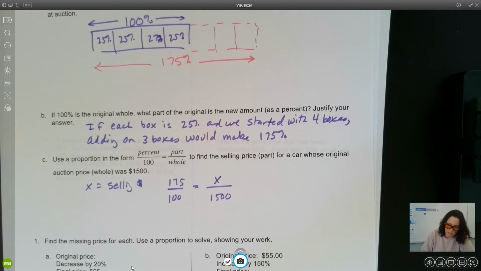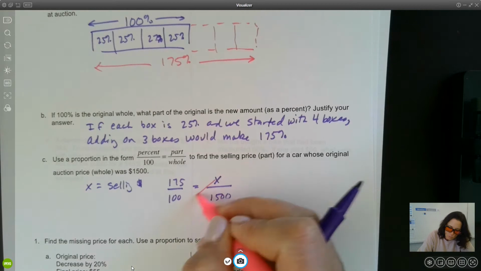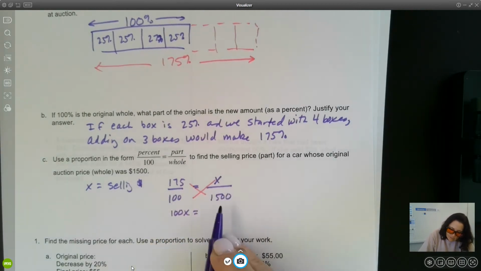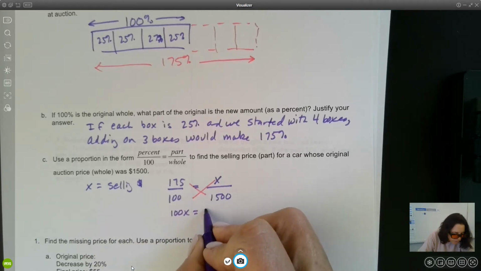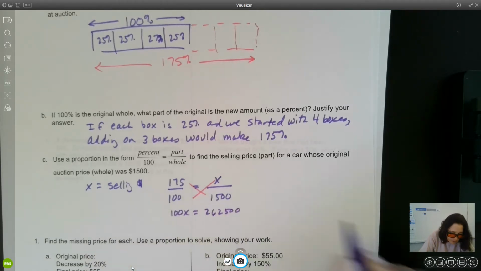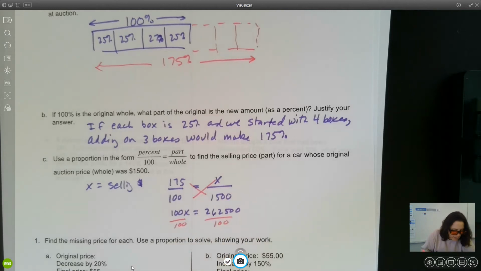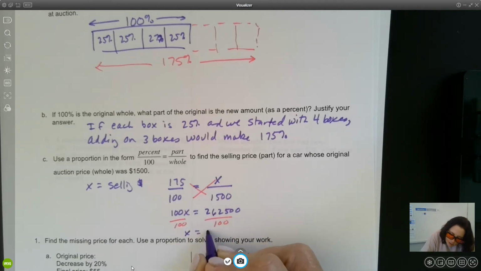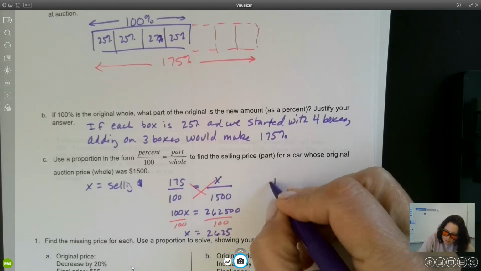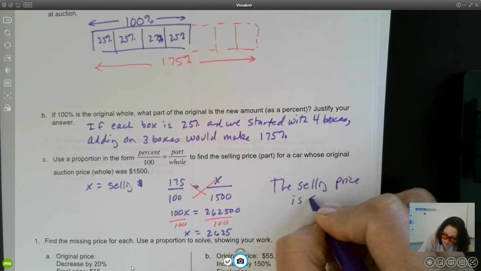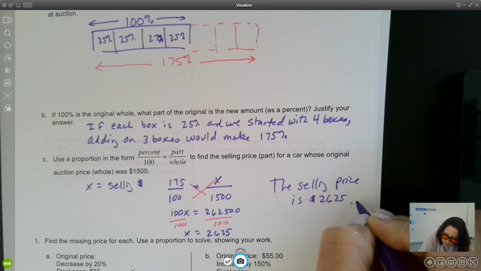Okay, and then we're finding the selling price for the original 1,500 wholesale price or auction price. All right, so 100x equals 1,500 times 175. That's a big number. 262,500. We're going to divide by 100. And that leaves us with $2,625. So the selling price is $2,625.